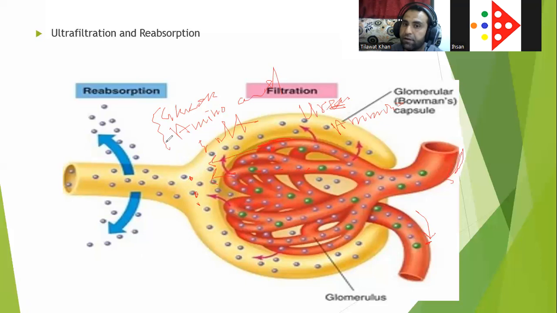With the help of active transport, a molecule moves from lower to higher concentration by using energy. So in the proximal convoluted tubule, glucose and amino acids will be reabsorbed from your nephron back into your blood with the help of active transport. Remember, these capillaries are the glomerulus. The membrane is thin.